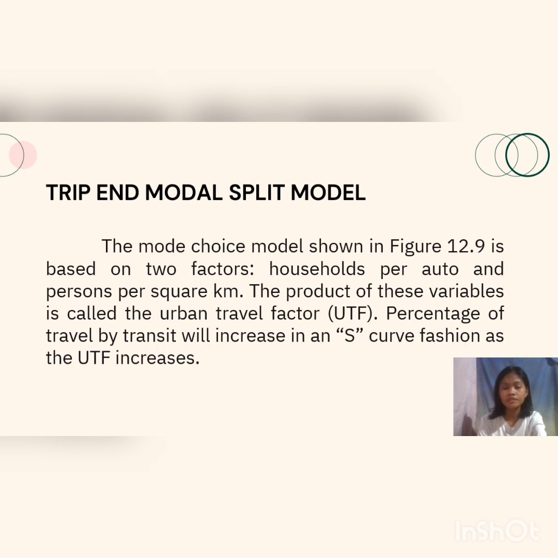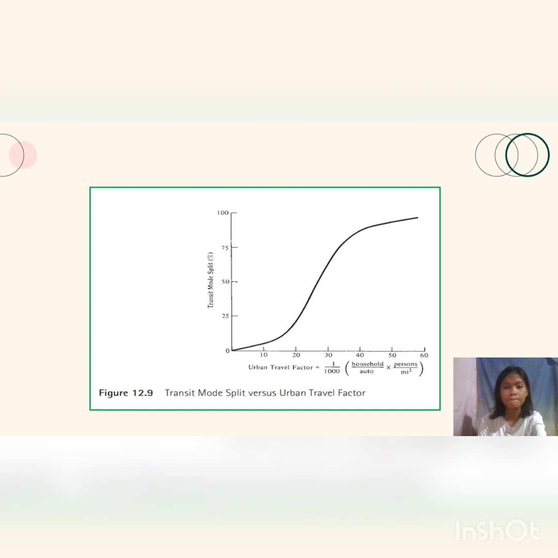The mode choice model shown in figure 12.9 is based on two factors, households per auto and persons per square kilometer. The product of these variables is called the urban travel factor. The percentage of travel by transit will increase in an S-curve fashion as the UTF increases. So this is the S-curve. Here we have transit mode split by percent. On the x-axis, we have the urban travel factor, 1 over 1000 times households per auto times persons per square mile.